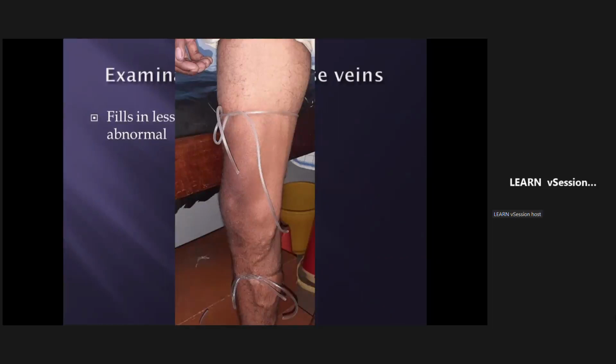So you observe for 20 seconds and if something happens within that, it's abnormal. There's something wrong between your tourniquets. Is that clear?